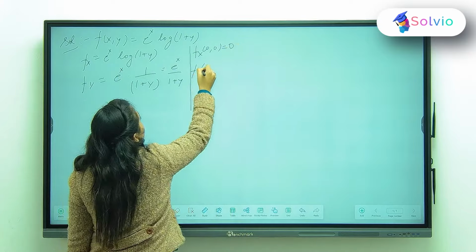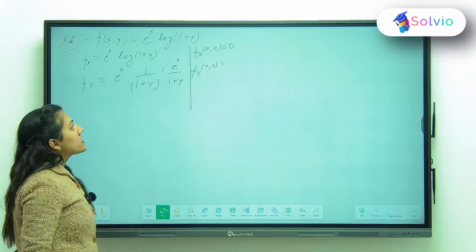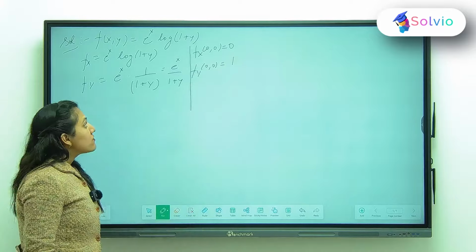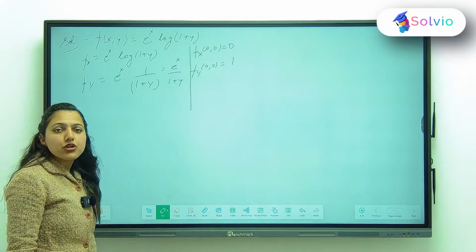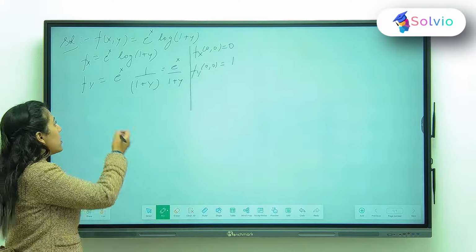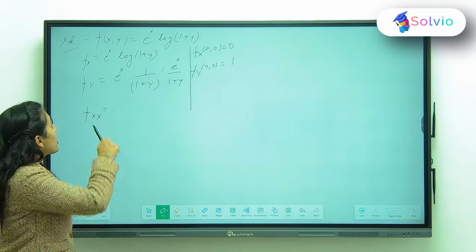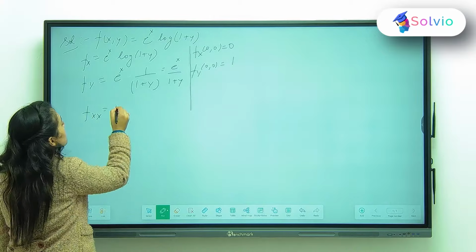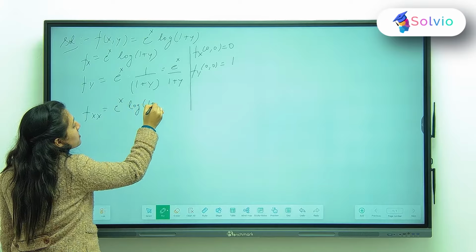Now fy at 0 comma 0 will be equal to, substituting x and y as 0, it becomes 1. Right? 1 upon 1 will be equal to 1. Now we need to evaluate second order partial derivatives of our function. That is f of x comma x, that will be equal to, here you will differentiate fx again with respect to x. So it becomes equal to e raised to power x into log of 1 plus y.